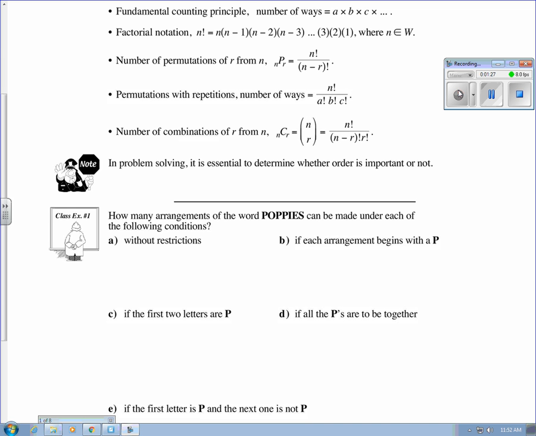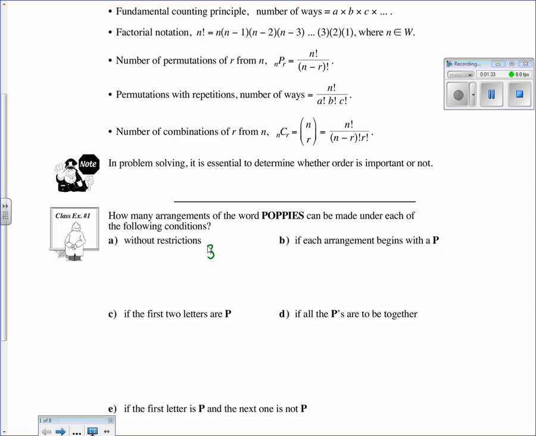How many arrangements of the word poppies can I make? Well, without restrictions, I do have to remember that there are 3 P's here. That's going to mess me up a little bit. If each arrangement must begin with a P, that's going to reduce my choice. And remember, I still have repeated letters. If the first 2 letters are a P, well, that reduces my choice further.